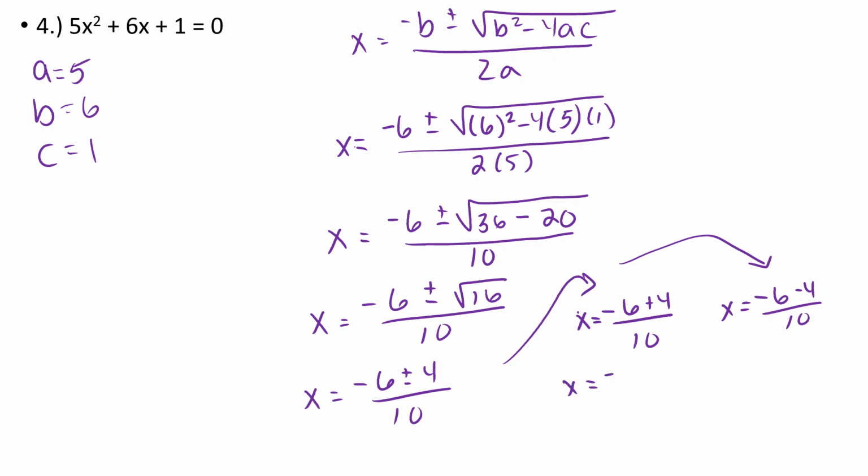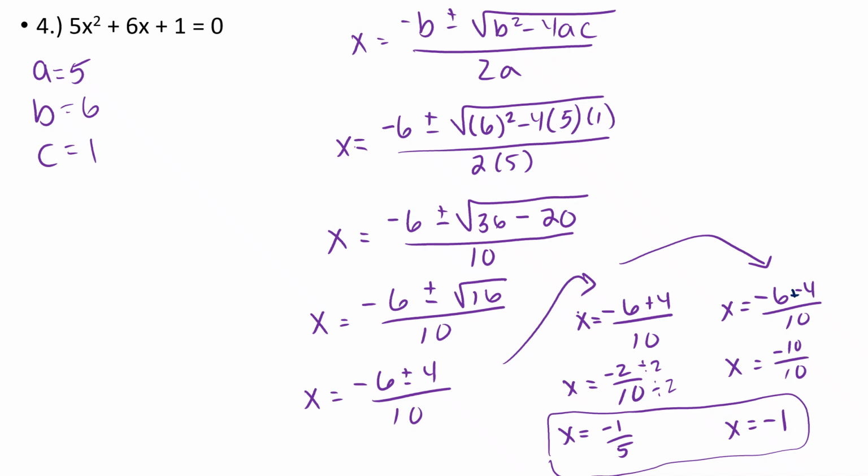-6 plus 4 is -2 over 10, and -2 over 10, those are both divisible by 2, and so we'll have -1/5. And -6 minus 4. And again, this is -6 plus -4, okay, which would give us -10, and -10 over 10 is -1.